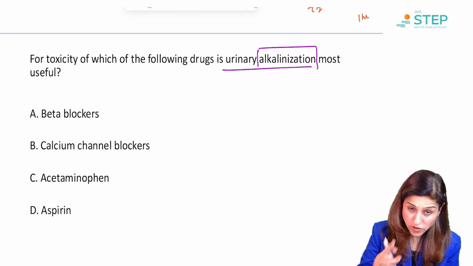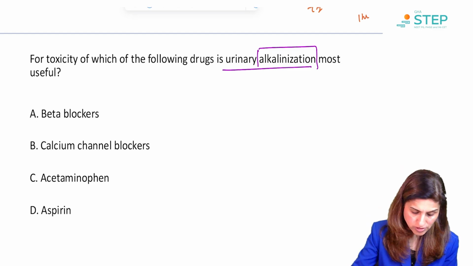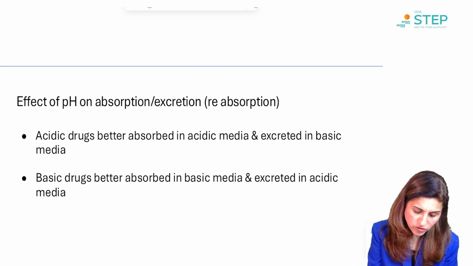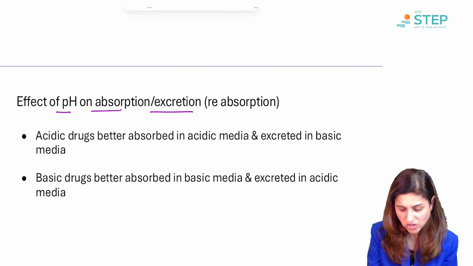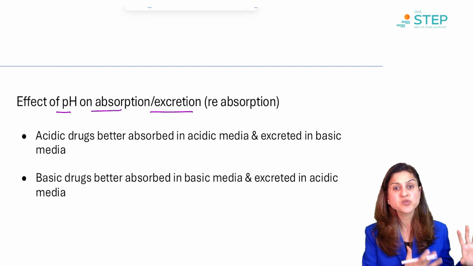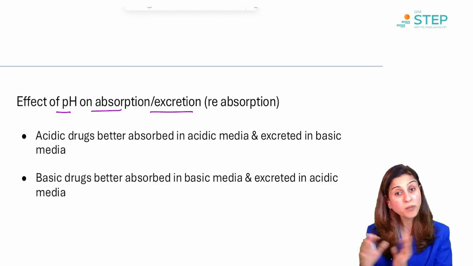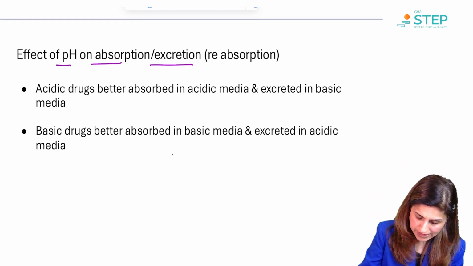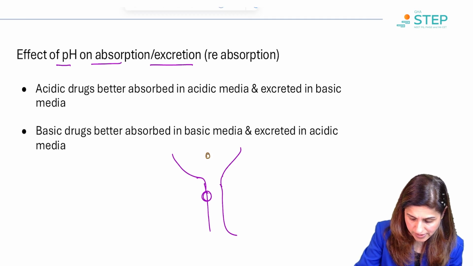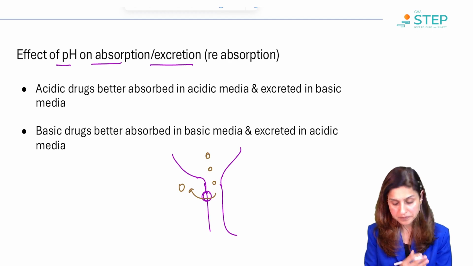Let's first go to the concept and then I'll come back to this question. What is the effect of pH on absorption or excretion? Excretion we are more interested in, because we know that drug can get reabsorbed into the body from the kidneys. So this is a drug which gets first excreted or secreted, and then there is a possibility that whatever drug was here comes back into the body through reabsorption.